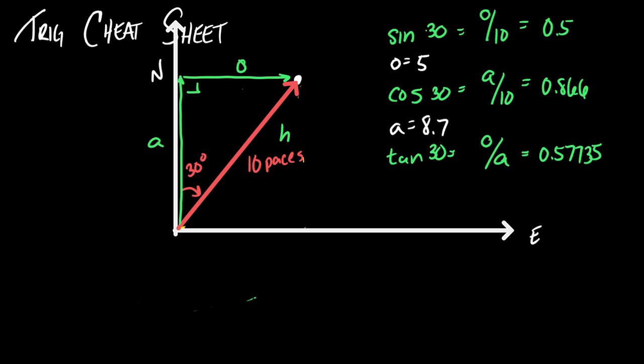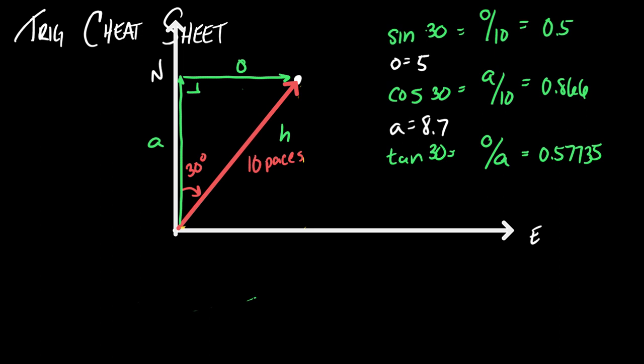Getting trig wrong will all be your fault at this point because there's always a way to check. You could also check by doing the Pythagorean theorem. 5 squared plus 8.7 squared, add together, take the square root, it's going to be really close to 10. It's going to go over a little bit because I rounded up, but it'll be really close to 10.